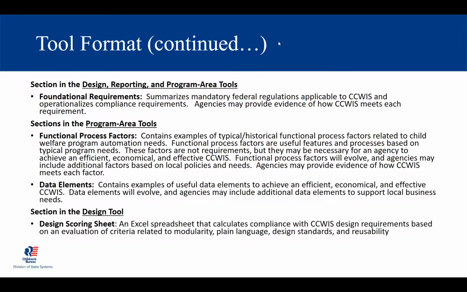space to identify the functional process factors and data elements in this next example, which are only found in the program area tools. And they're examples that help shed light or provide examples of how an agency, or CCWIS rather, can be efficient, economical, and effective. We know response is needed. There is a column that says check yes if these are included in your CCWIS. We're not expecting you to comment on that, other than using it as perhaps an example earlier in the document as evidence for achieving one of your goals.